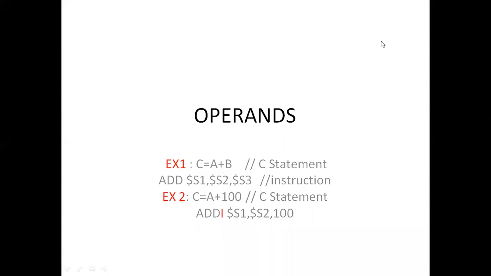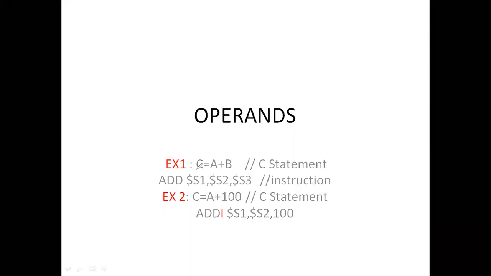In this video, we will see about operands of the computer hardware. Operands is an expression used to represent the variables and constants. Let me see the example of an operand. C equal to A plus B. This is the C statement. Now we are going to write the instruction for this C statement.